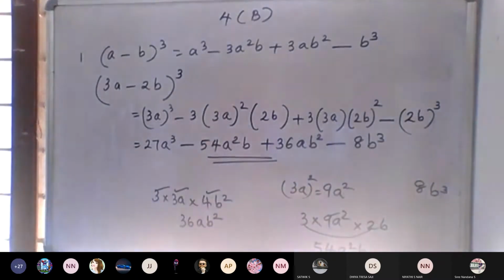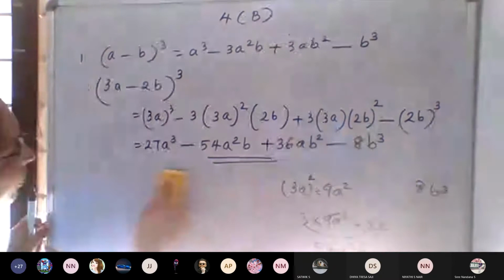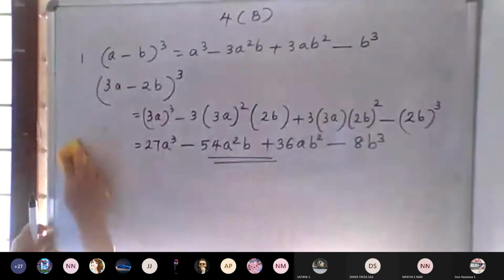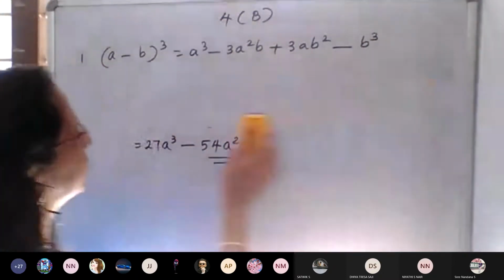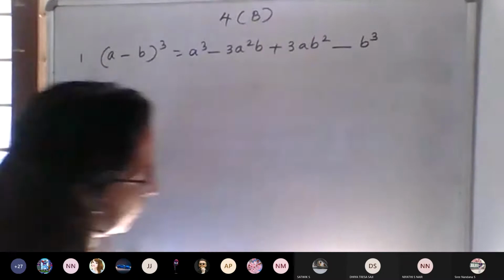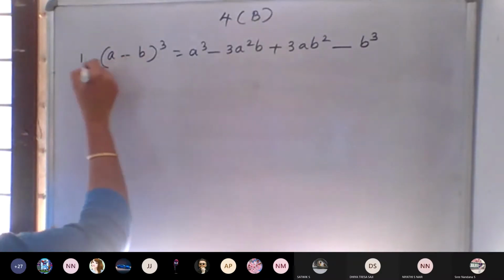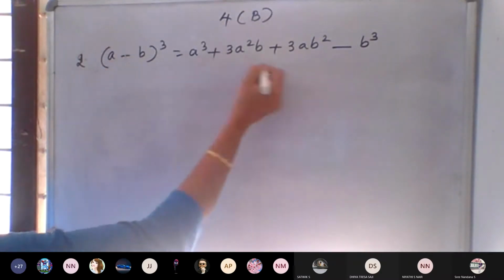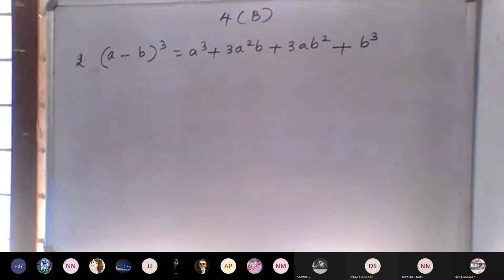So first exercise completed. Then second question. Tell me, can do it now. 5a plus 3b. Do it. Same as (a minus b) whole cube, can do (a plus b) whole cube. 5a plus 3b, second question. It's in the form of (a plus b) whole cube, so all will be plus. Our question is 5a plus 3b.